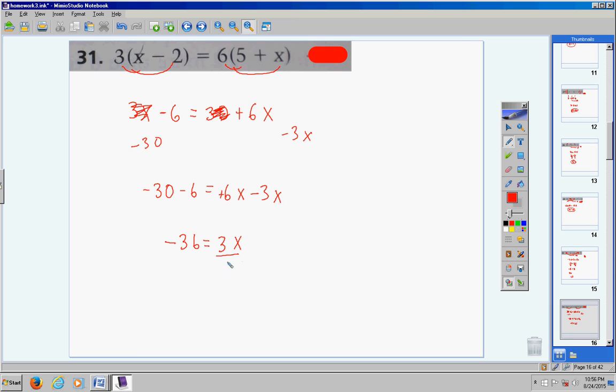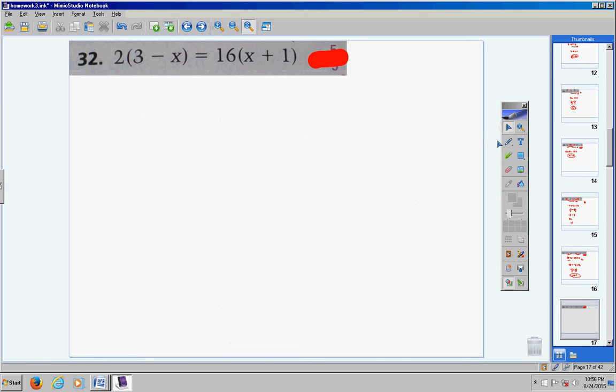Divide by your coefficient. These cancel. A negative divided by a positive is negative. 36 divided by 3 is 12. Your answer is negative 12. Number 32, same type of problem. Step 1, simplify both sides. Take your 2 and multiply it through.